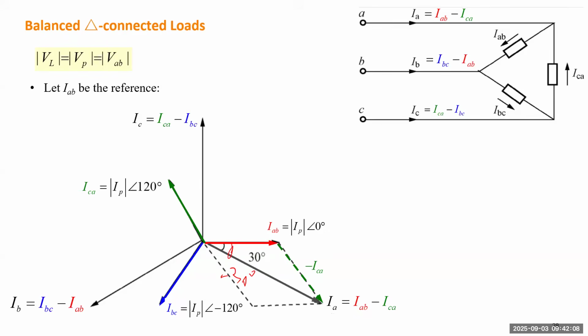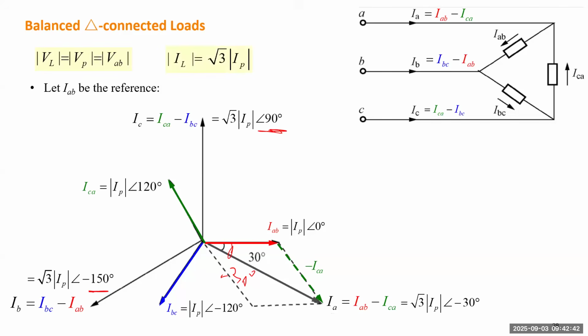And we can draw IBC and ICA. So from IAB, if you know IB, we can directly write down the expression for IA. Similarly, we can do that for IC and IB. So IC will be upright with 90 degrees, and IB will be lagging the IAB by negative 150 degrees. So one is 90 degrees, this is 150 degrees. Okay, so we know the line current will be 1.73 times the phase current.